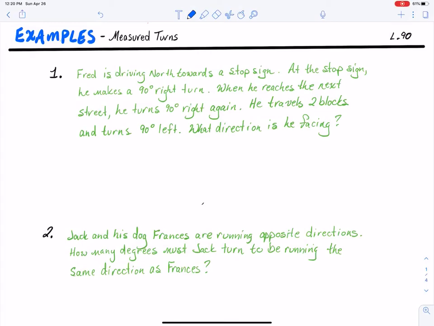This is lesson 90 on measured turns. A couple of basic pieces of information that you're going to be applying. When it comes to measured turns, they're actually thinking in terms of a circle. So a good comparison would be a clock, like the clock that's on the wall in our classroom.